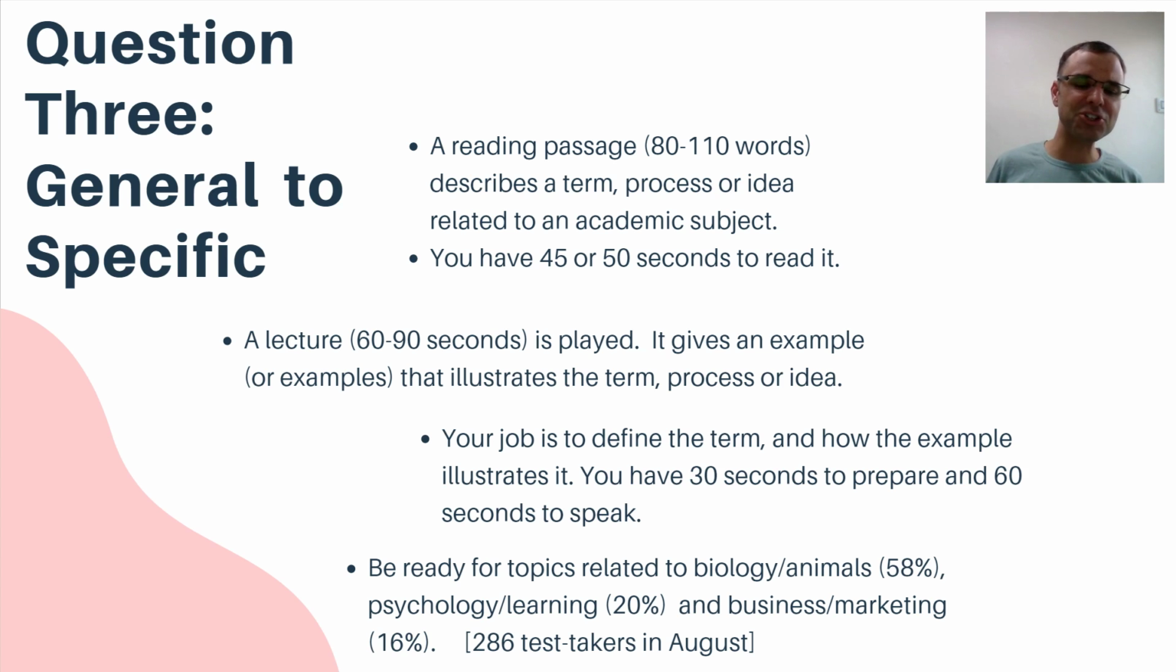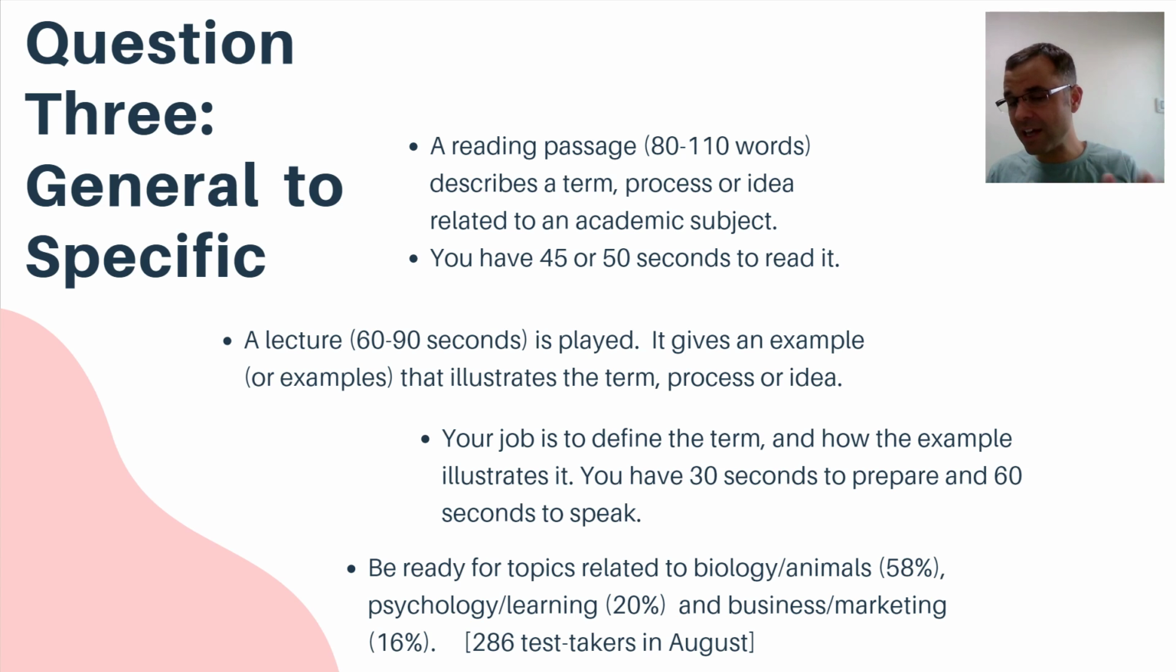Now, I did do a survey of 286 people in August, and they told me that the topic in this question was most often about biology or animals. 58% of the students said they got one of those. The second most common topic was psychology and learning, which was about 20%. Meanwhile, 16% said they got something related to business or marketing.